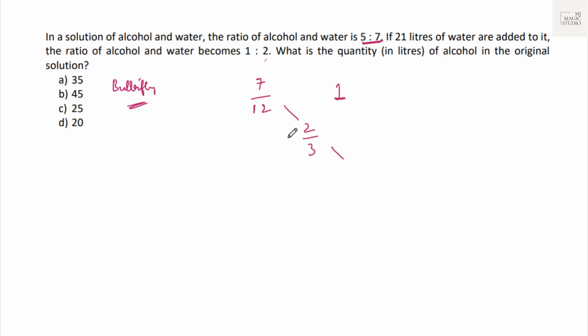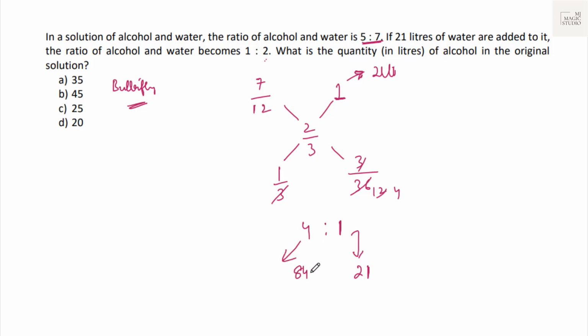Let's do this. Distance 21 minus 24 is 3/36 and 1 minus 2/3 is 1/3. So this goes 12 and this goes 4. So the ratio should be 4:1. Now 1 means 21. The volume of fresh water added was 21 liters. That means the volume of the old mixture was 4 into 21, 84 liters.